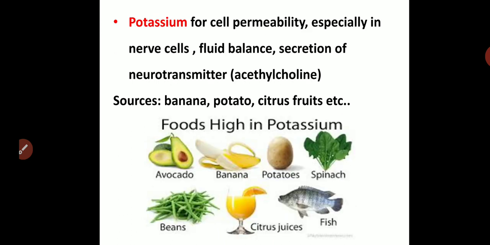Potassium. Potassium is necessary for nerve impulse conduction. Very important, the nerve impulses conducted in our body are helped out by potassium. Then it is needed for the activity of muscles, the contraction and relaxation of the muscles. Then osmotic control of blood and tissue fluids, as well as it is helpful in maintaining the fluid balance. And the food items that are rich in potassium are shown below.